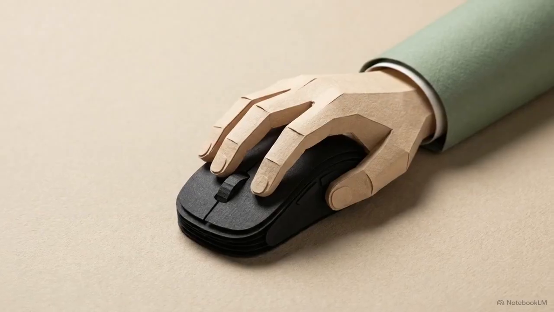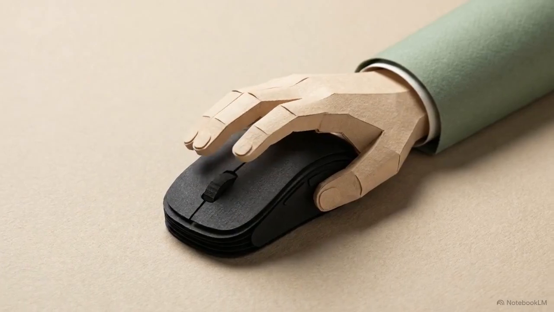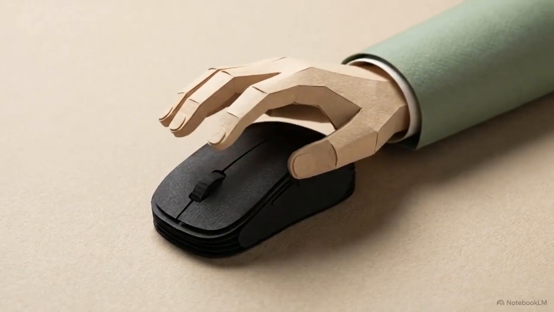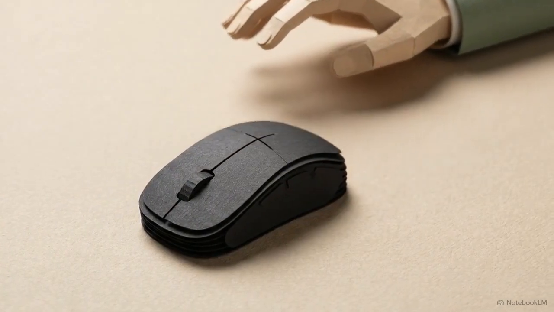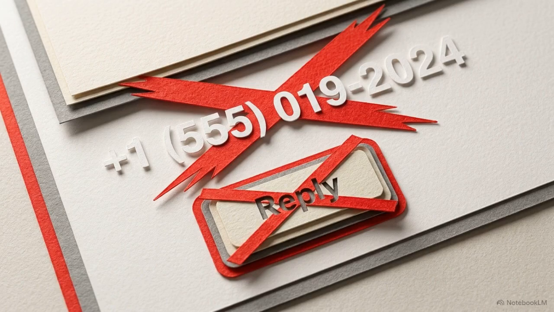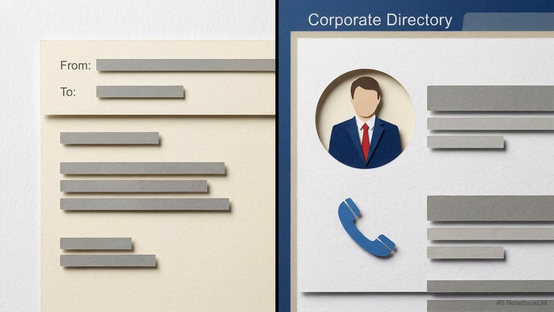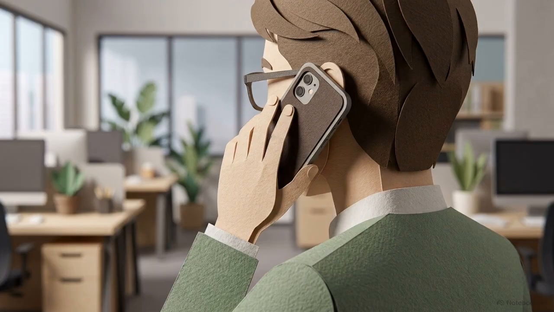The moment you recognize these signs, you must break the momentum. Deliberately take your hand off the computer mouse. Do not hit reply or attempt to call the phone number in the email signature. Step outside the email to verify the request. Open your official corporate directory and find the verified contact information for the sender. Call them directly to confirm the details.